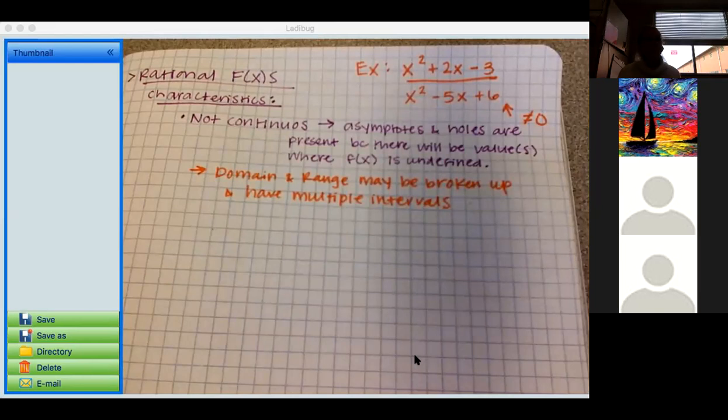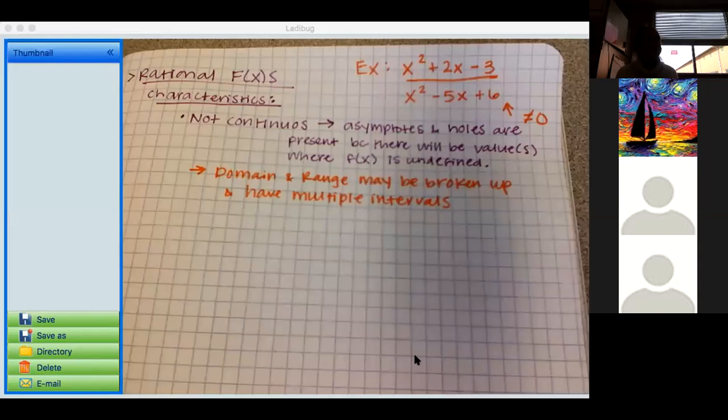Some of y'all are about to be very happy. That's the only characteristic you need to know for rational functions. All I need you to know is there's going to be some asymptotes and holes. We're going to talk in a second about how you find the asymptotes and holes. But are you guys okay with that characteristic? They will not be continuous because somewhere it's going to be undefined. Yes, no, yes, no? Okay.